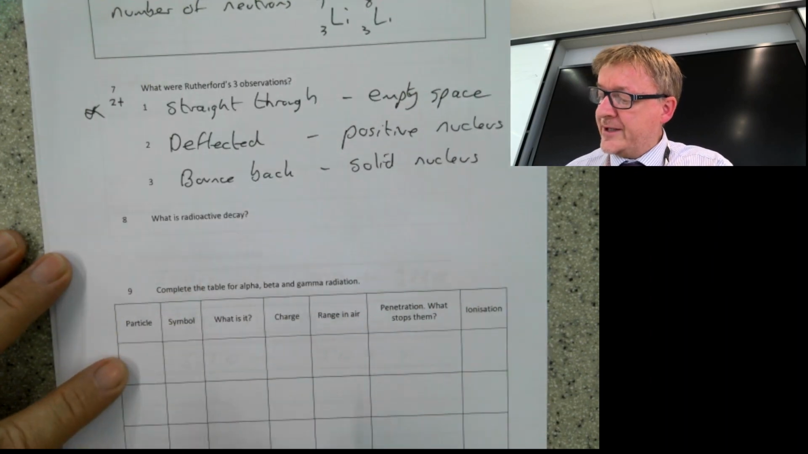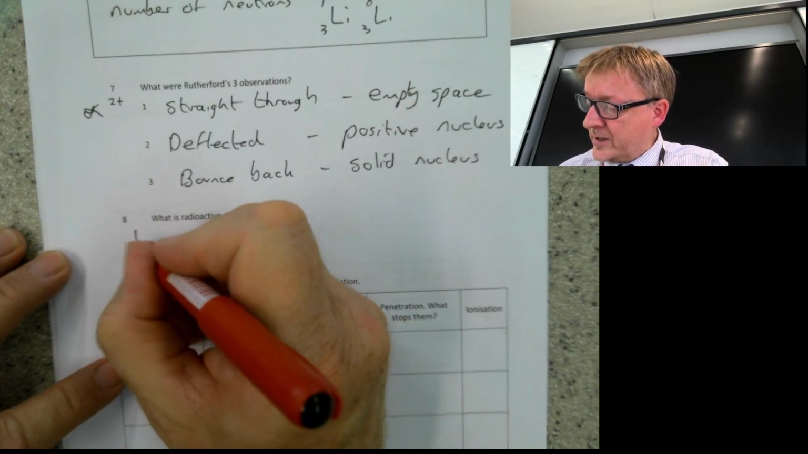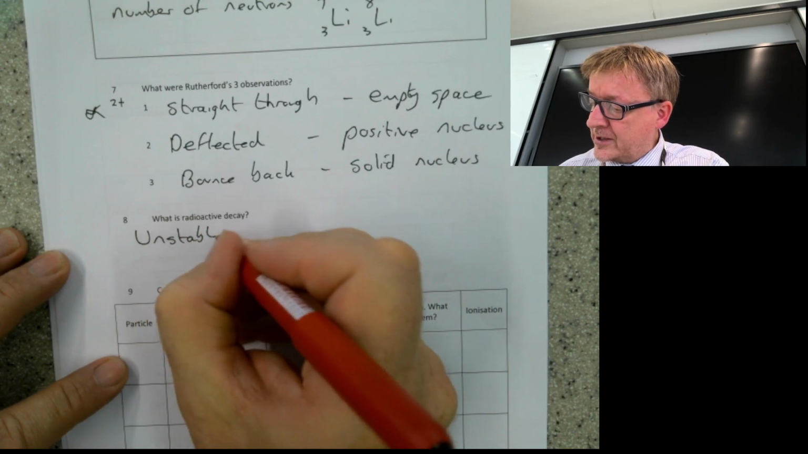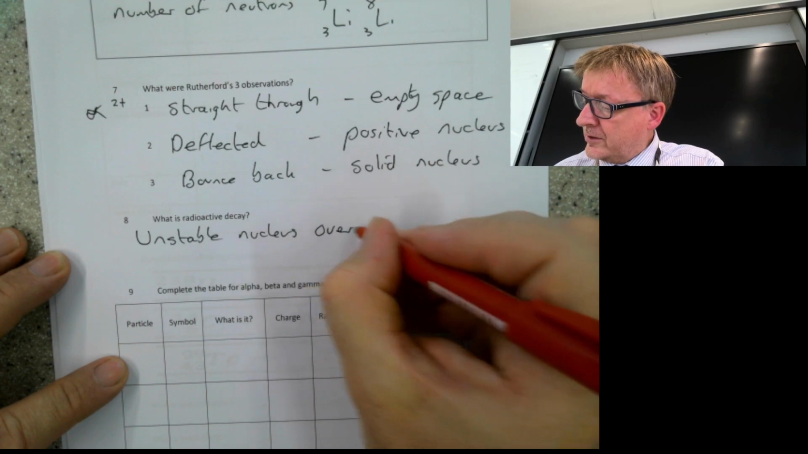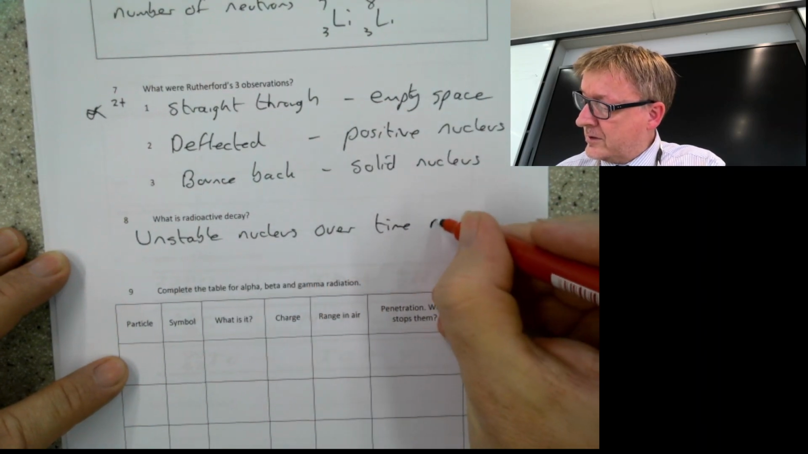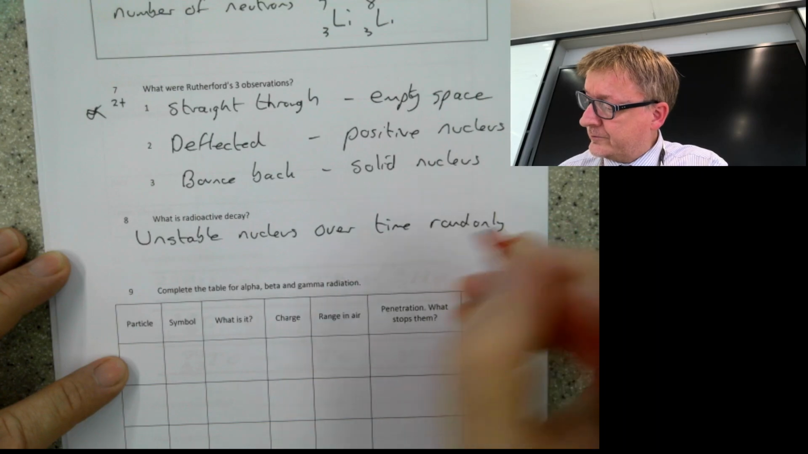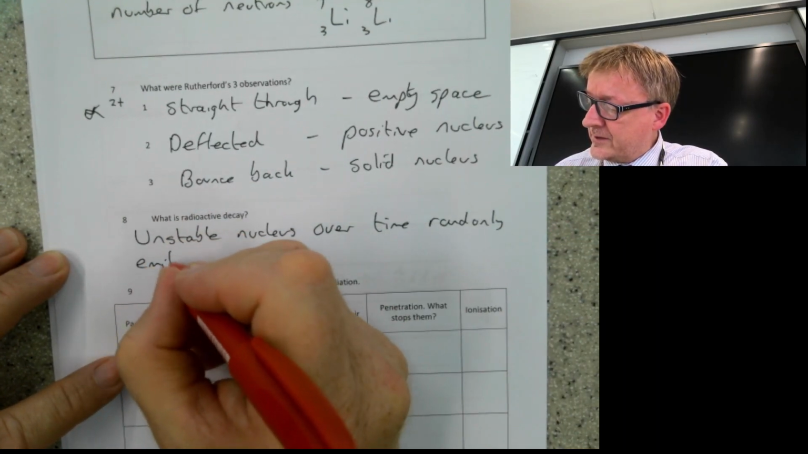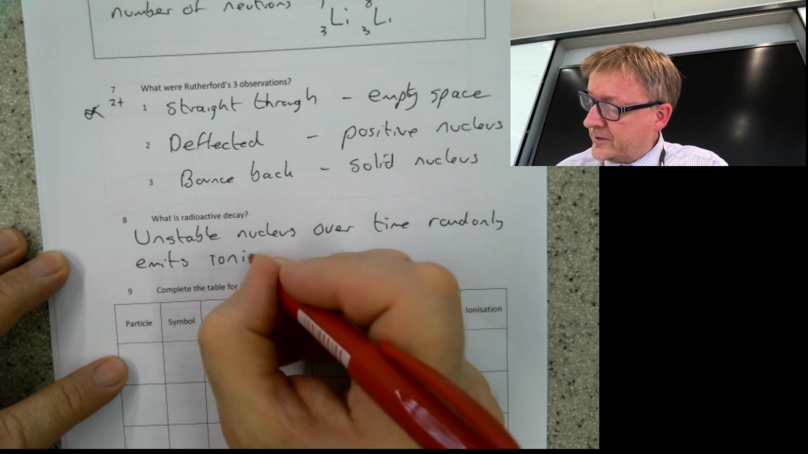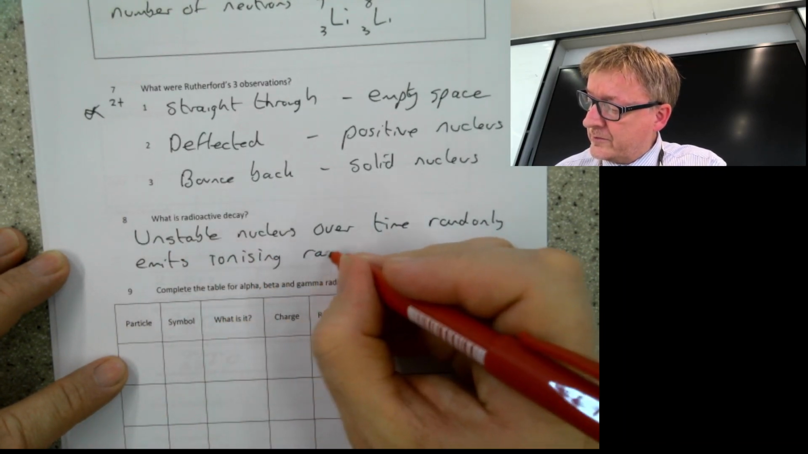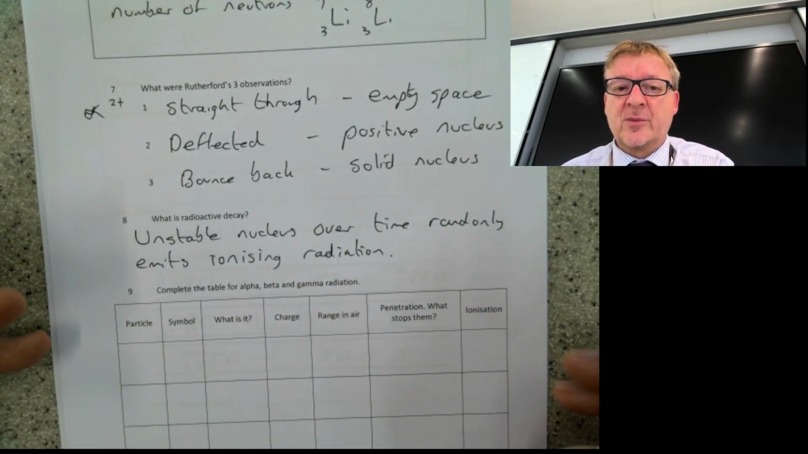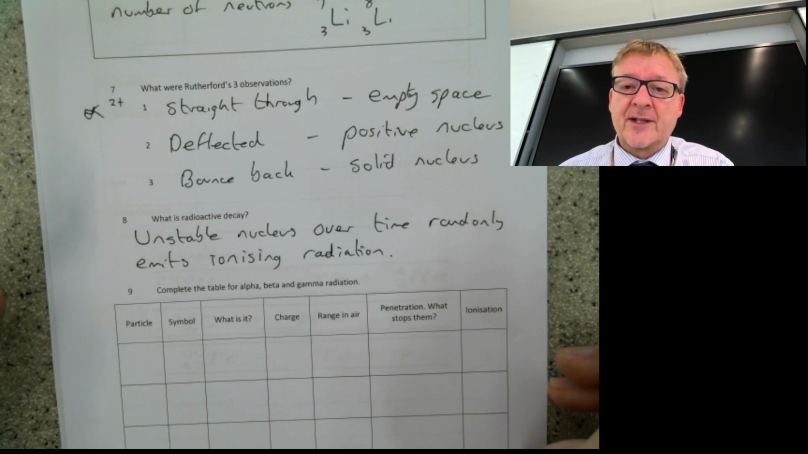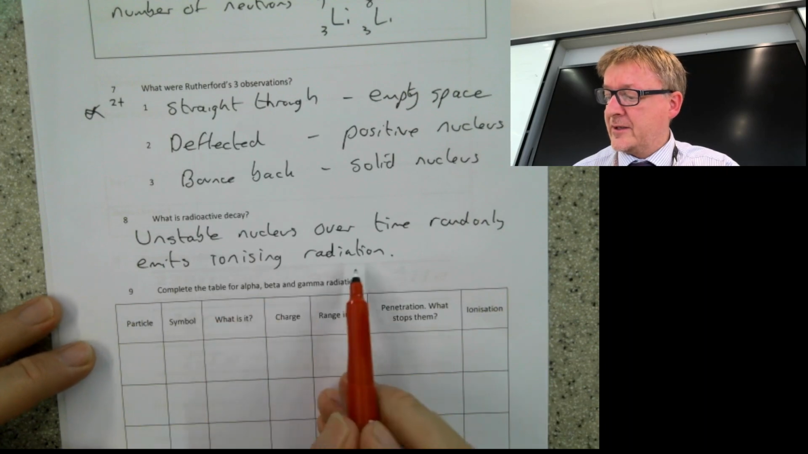Question number 8, radioactive decay. It is where an unstable nucleus over time randomly emits ionizing radiation. Okay, so the key to that is the fact that the nucleus is unstable, and then every now and again, you don't know when it's going to happen, it will randomly break down and emit ionizing radiation.